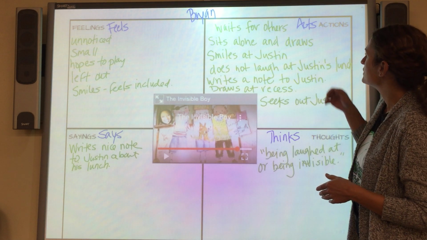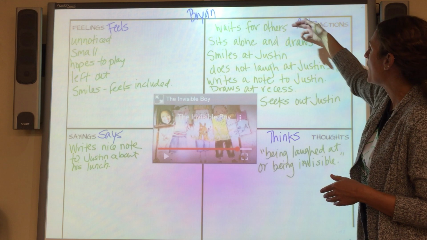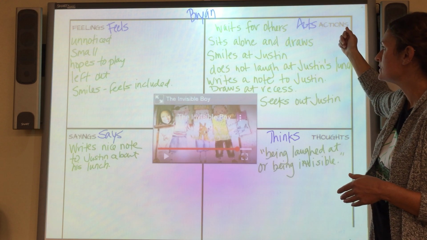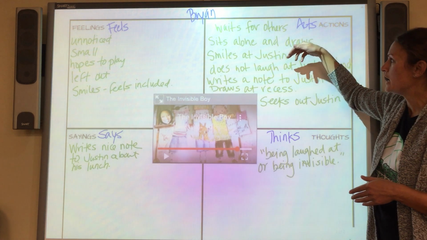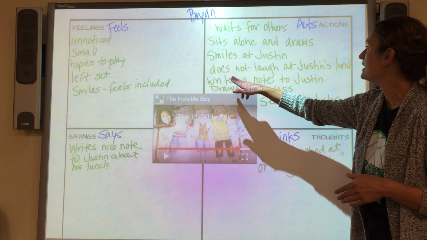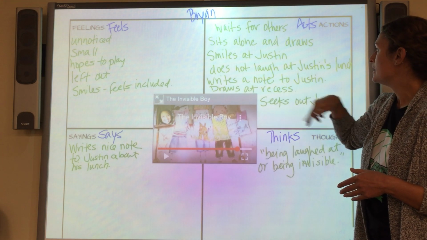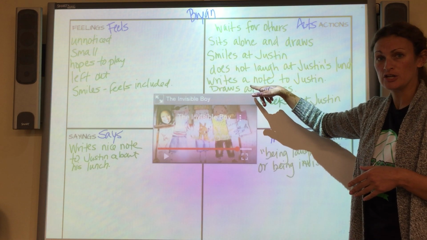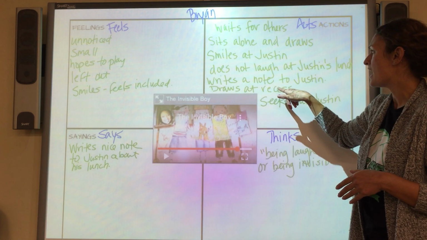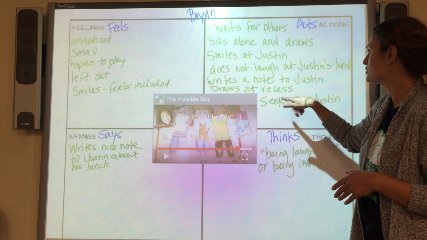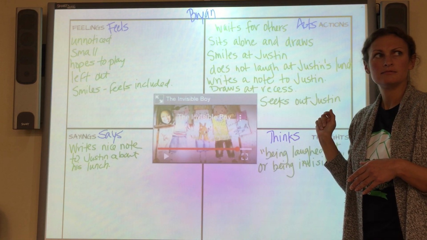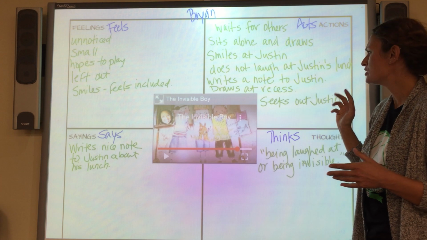And then there's a lot of actions. Let's see, he's waiting for other people. He sits alone by himself and draws. But then here you see a character change. Now he's smiled a little bit at Justin, the new kid, and he doesn't laugh at Justin's lunch. Then he really has a big action here. It's a serious turning point when he gives Justin that nice note about his lunch, and I don't remember exactly what it said, something about he would try the lunch, maybe? I don't remember.